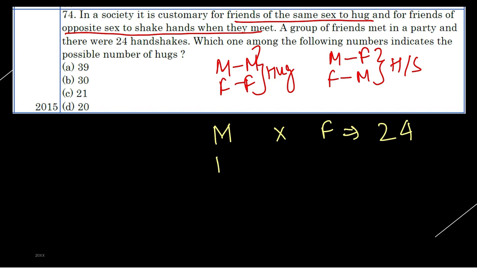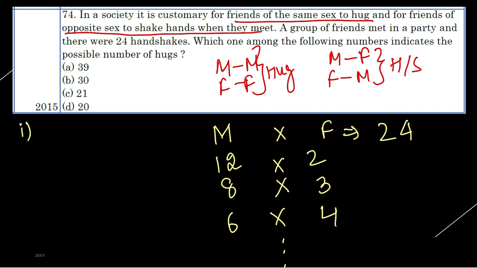Males could be either 12 males and 2 females, or other cases. Either we can have 8 males and 3 females, which is 24, or we can have 6 males and 4 females, and so on, right? So these cases are possible. 12 males and 2 females, 12 into 2, 24. 8 males, 3 females, this could also be 24. 6 males and 4 females, this could also be 24, right?